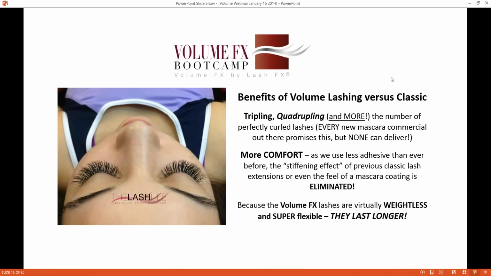They really do. The benefit of volume lashing versus classic is that even if you're just putting on two lightweight lashes onto that one singular lash, the way we do things in volume lashing is that that one natural lash doesn't disappear into the fold. You're actually tripling the number of lashes because you're only adhering at the base, and you'll see the amount of fluff and softness that you can create when using less adhesive and more lashes of a thinner nature. They're still just as resilient. They're beautiful, flexible, black if that's what you like, or brown if that's what you like. We can triple, we can quadruple, and even more, the number of perfectly curled lashes.